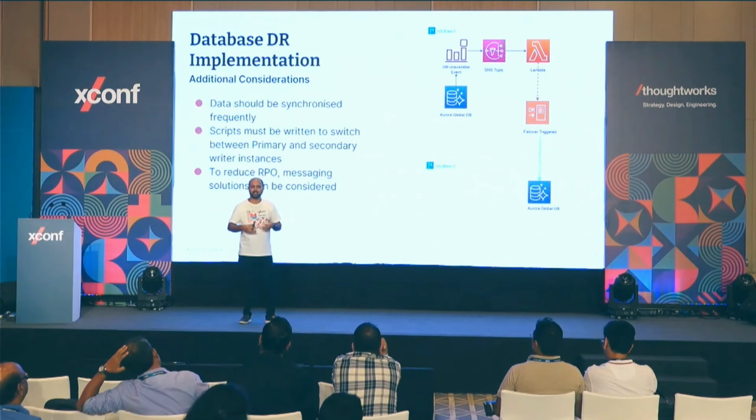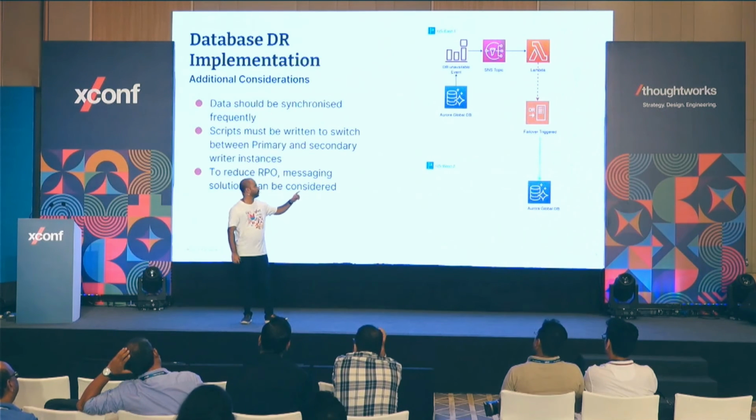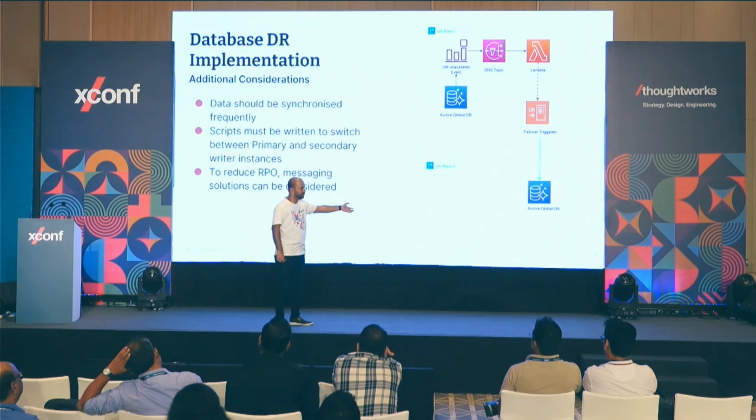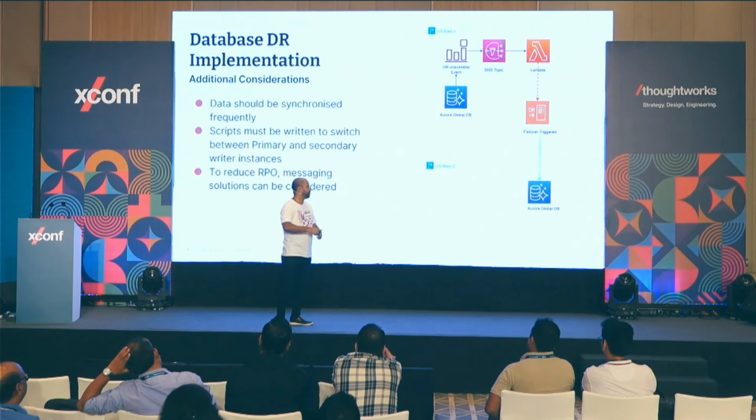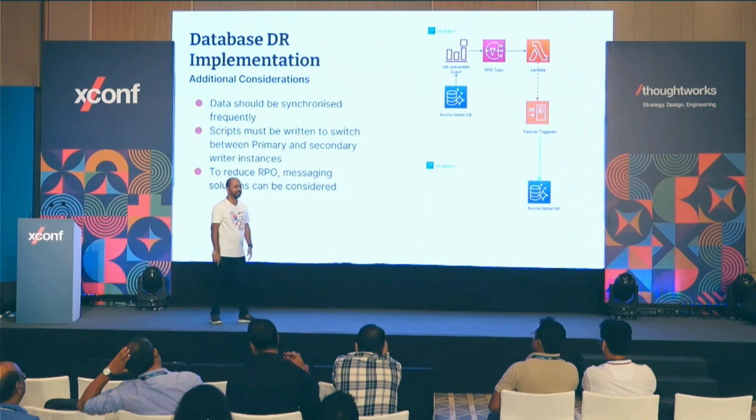Till here it's straightforward: disaster happens, it becomes your writer. Now what happens when the disaster is over and you're back in your primary region? All your applications are there, but your database is still sitting in your secondary region. Again, you need to create a cross-region replica of your primary there, trigger the failover again, and come back to that region. Then that becomes your primary again, and this becomes your secondary.